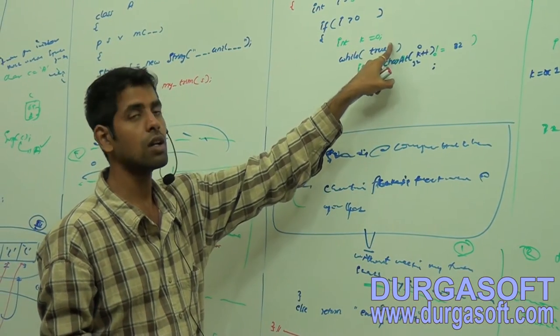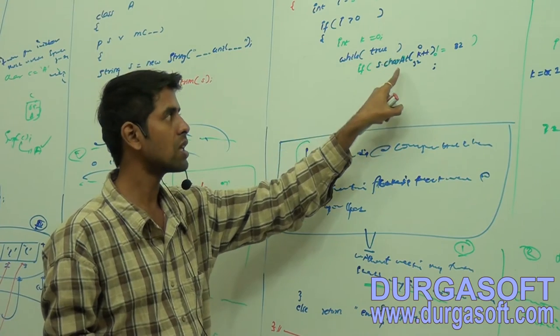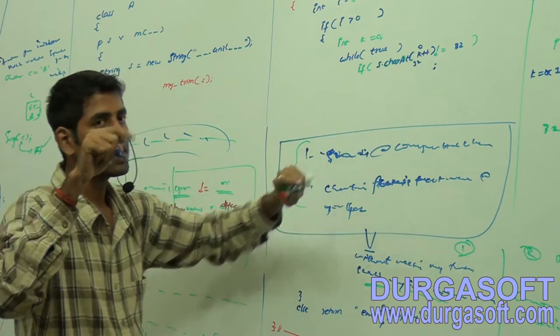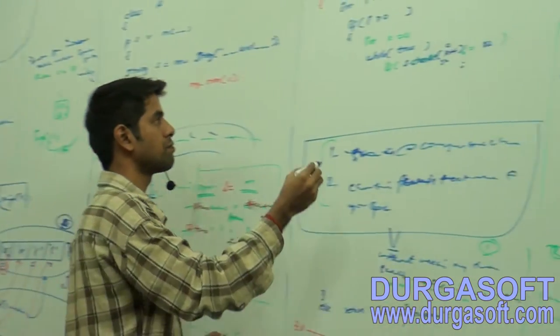Once again, the while loop. It is true. Once again, what happens? The k value currently in memory is 1. s.charAt(1).